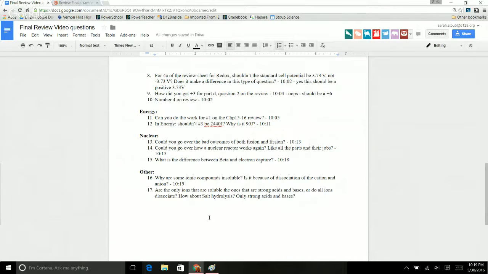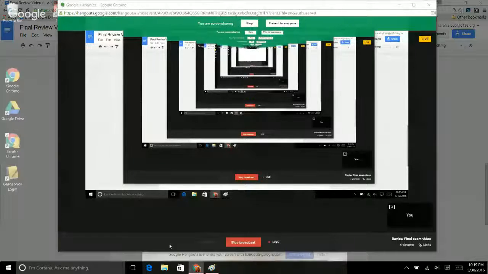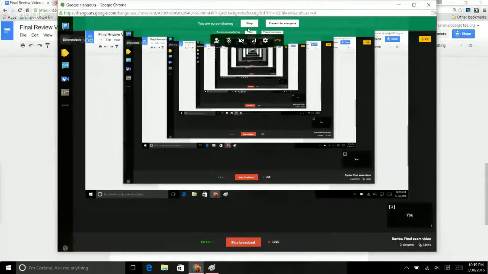Why are some ionic compounds insoluble? Is this because they dissociate the cation and anion? Things are insoluble based on stuff we actually didn't really cover in class. It's based on entropy. How detailed do I want to go with this? So basically, this kind of topic, you don't really have to know the answer to this, but here's my gist of it.